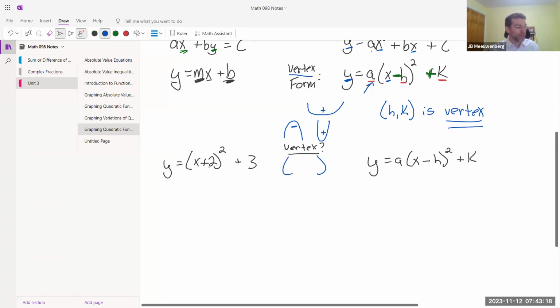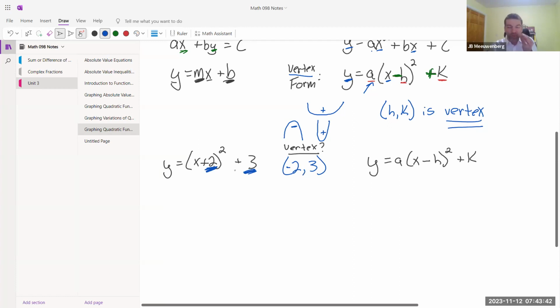Well, we're going to use these two numbers here and here in that order, but you've got to make sure you get the right signs on it. For this one, it's always going to be the opposite. X plus 2 means the vertex is going to be -2, comma, and then this one, the k, is always going to be the same, 3. So (-2, 3) is going to be the vertex for this equation.